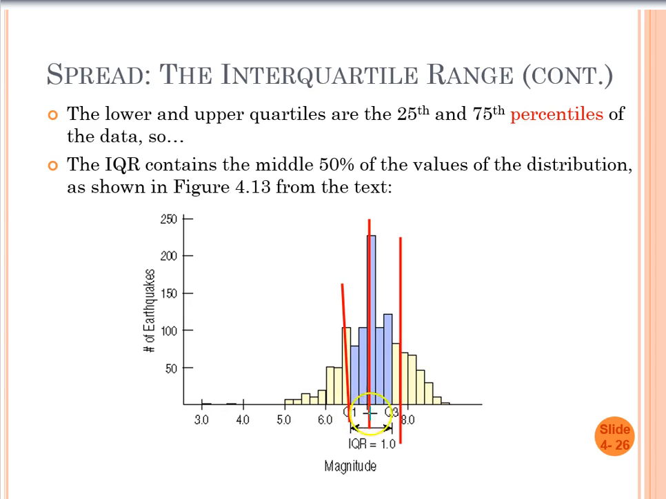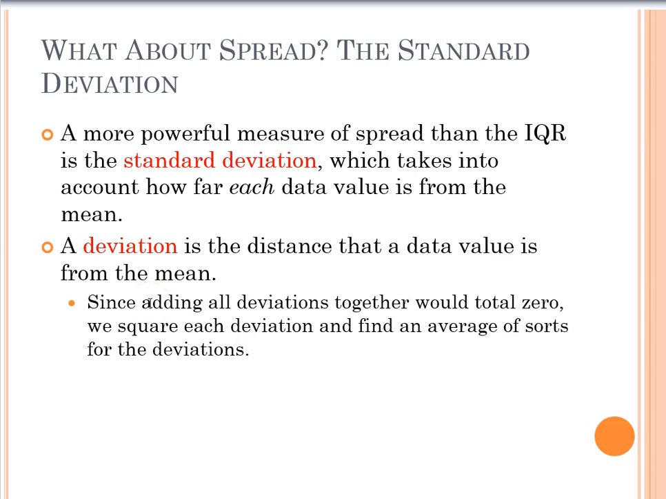Then the Q1 and Q3, the difference between those two is going to be exactly 50%. Our last measure of spread, and the most useful or most used measure of spread, is what's called the standard deviation. And this is really what we're going to focus on for most of this class.